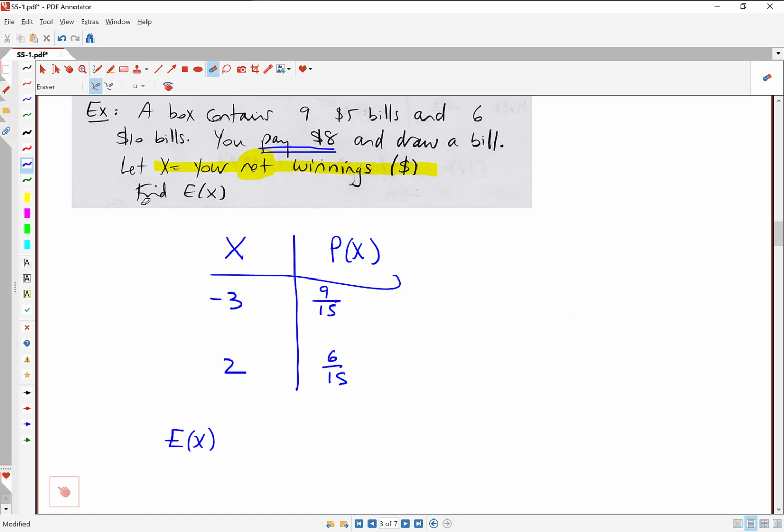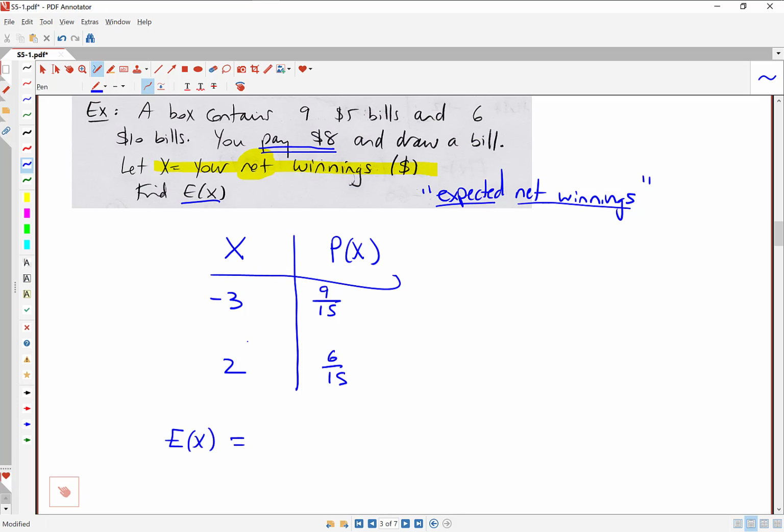And now the question is asking us to find the expected value. So if you said this in words, this would be the expected net winnings, because X is representing your net winnings. And if you take the expected value of X, then you're getting your expected net winnings. So this is boiling the experiment down to an average outcome so that we can say, on average, how good or bad is this experiment for us?